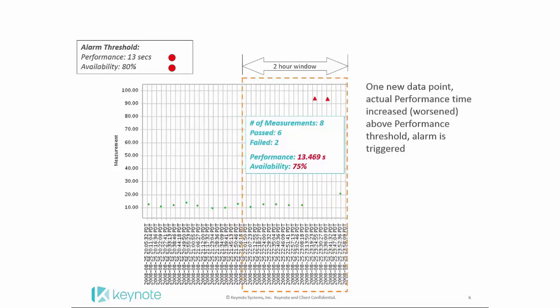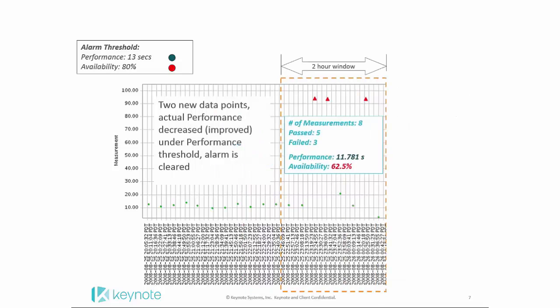So after a little bit more time, another measurement happens. This is a slow test, so maybe the performance climbs above 13 seconds now. I'm at about 13.5 seconds. At that point, now we have a performance breach as well. You get an alert sent to you at this point telling you have a performance problem.